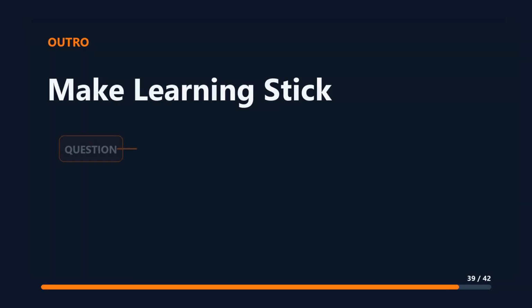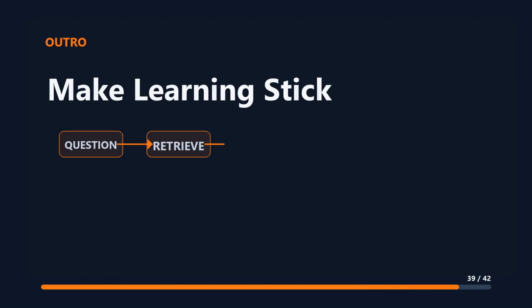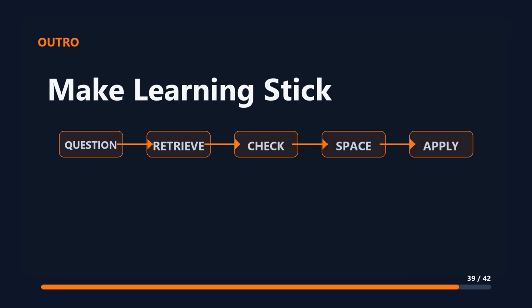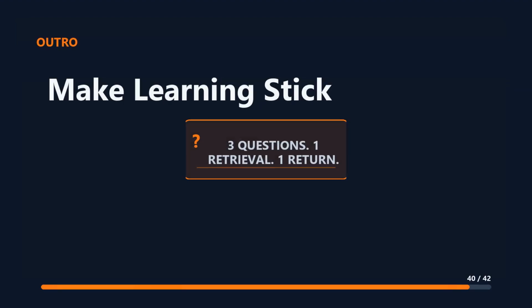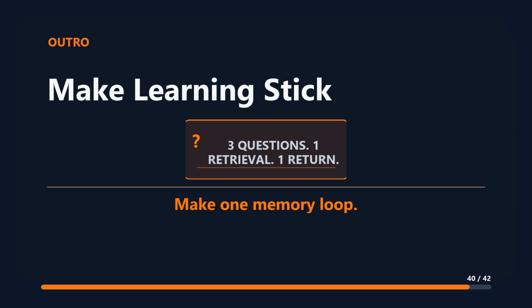Here is the complete loop. Turn information into questions, retrieve before reviewing, check and correct, space the attempts, change the context, and track weak points. Start today with 1 page of notes. Turn it into 3 questions, answer them without looking, correct the gaps, and schedule the next attempt.